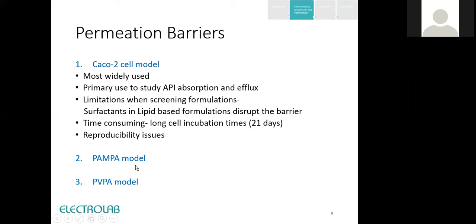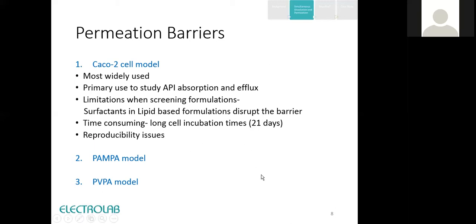The second model being used is a synthetic model, which is the PAMPA model. It stands for Parallel Artificial Membrane Permeability Assay. This barrier has a mixture of commonly found phospholipids in the GIT. The third model is the PVPA model, which is a phospholipid vesicle-based permeability assay. In this, the phospholipid vesicles are impregnated on a stationary support membrane, making it more biomimicking.